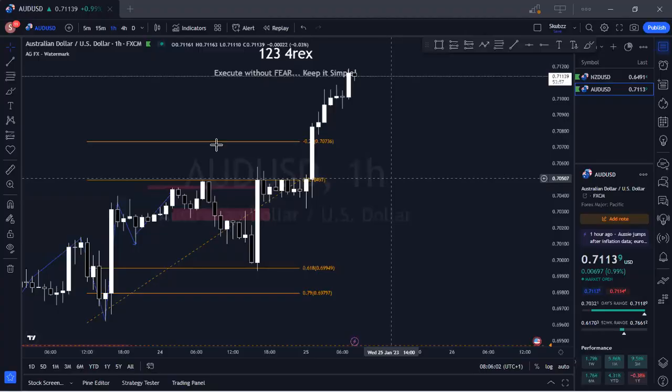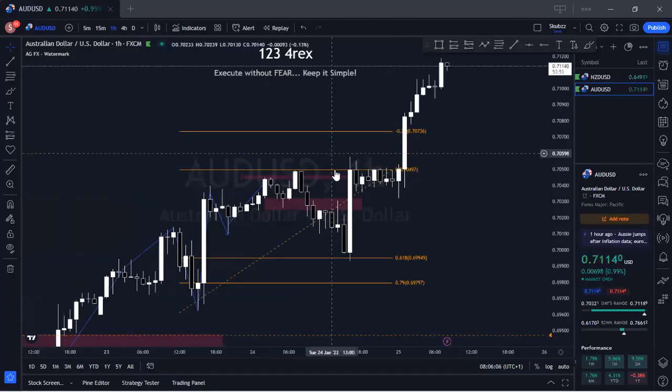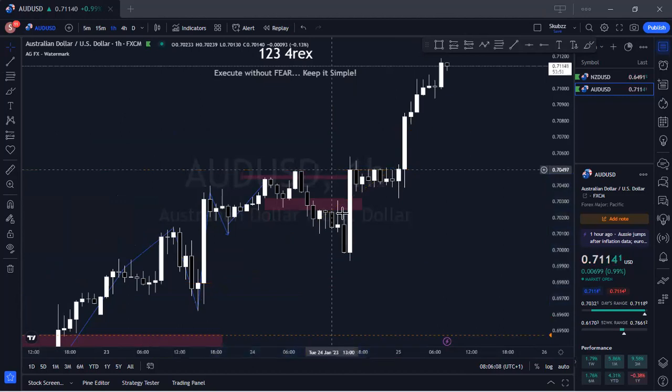Our analysis on AUD USD was pretty clear. We had these lows here that we were looking to see if price would break, and then we get a retest to the downside. We actually broke, we got that retest here, and then price just broke above.